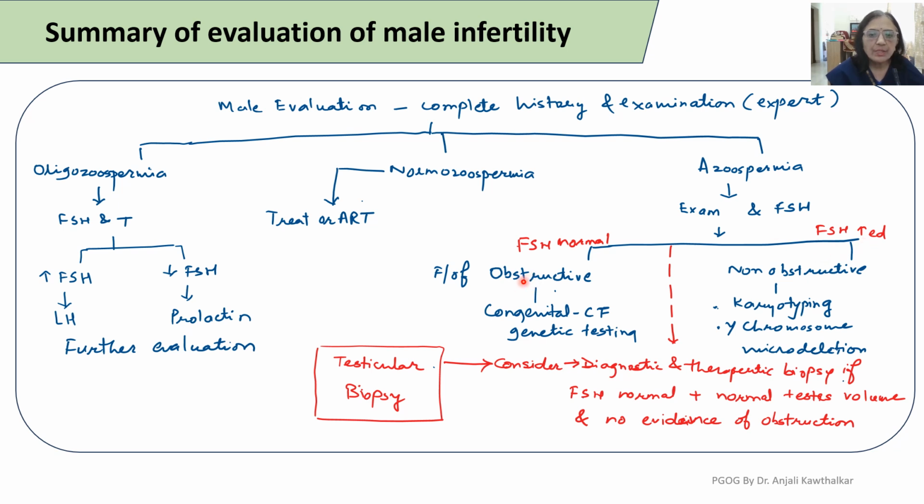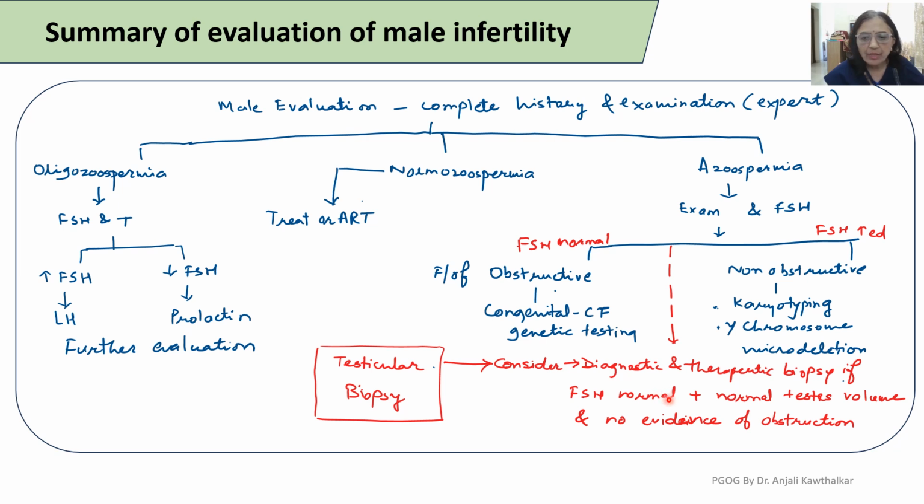Whenever it is obstructive, if there is congenital bilateral absence of vas deferens, then cystic fibrosis genetic testing is mandatory. In non-obstructive, karyotyping is to be done to rule out Klinefelter syndrome. Advanced genetic testing should be done to rule out Y chromosome microdeletions. Rarely, we have to proceed with testicular biopsy. It should be considered as a diagnostic as well as therapeutic option whenever FSH is normal.